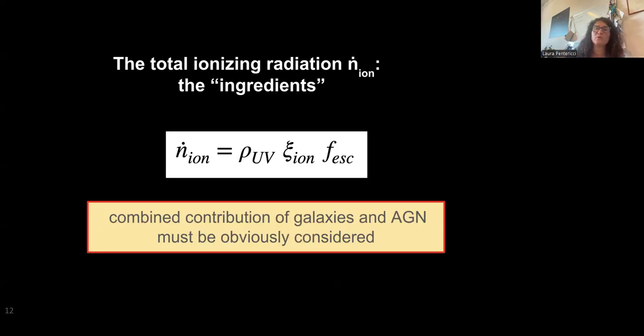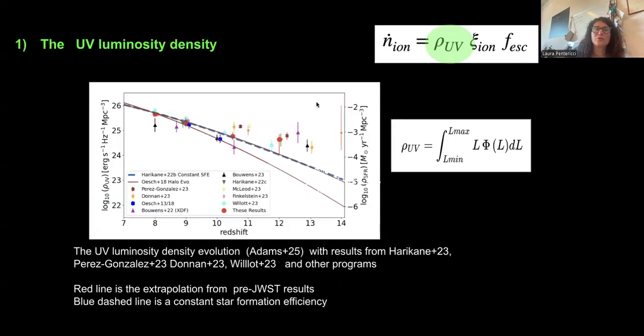I will focus very much on galaxies, but more or less the same things apply for AGN. The first ingredient, I put it in green because it's something that we can say we have solved. The UV luminosity density is the integral of the luminosity times the luminosity function. So it tells you basically how many UV photons you have around from galaxies or from AGN.